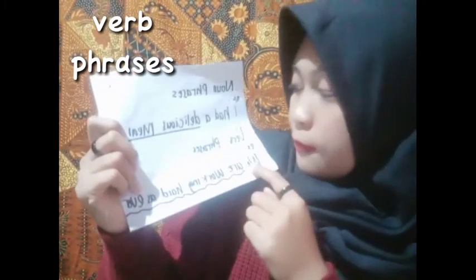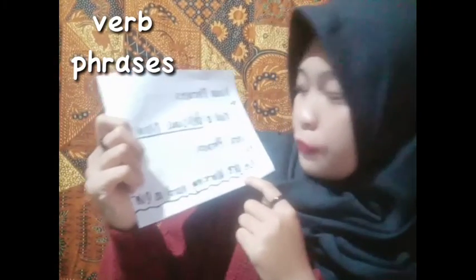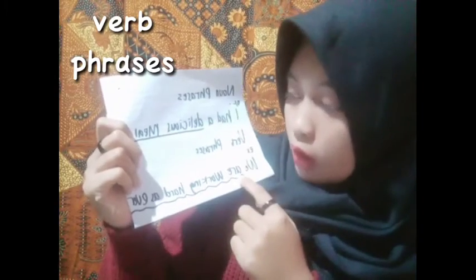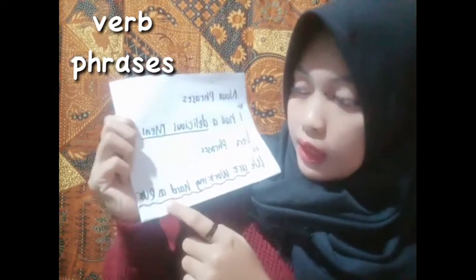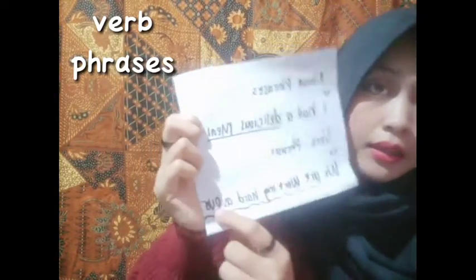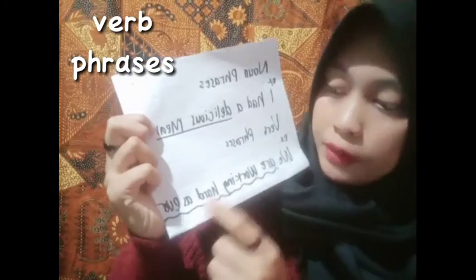Okay, next is verb phrase. A verb phrase consists of a verb and all its modifiers. This is the example of verb phrases: we are working hard as ever. The underline is the verb phrase.